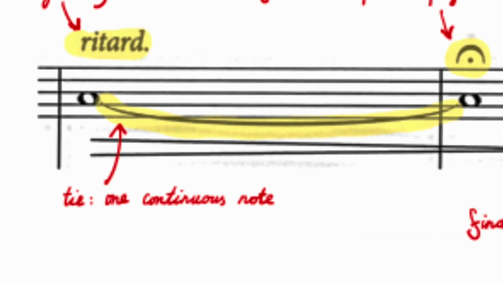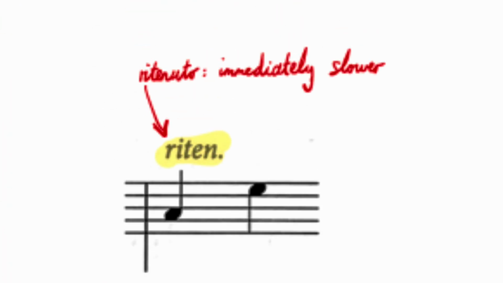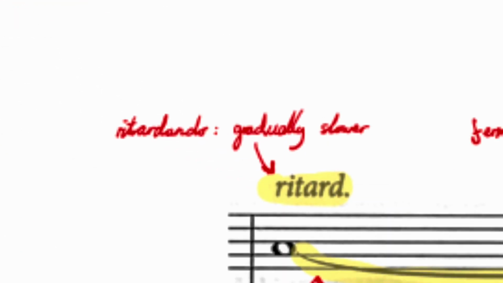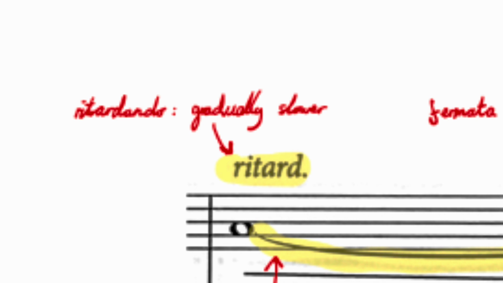Not to be confused with a curved line connecting 2 of the same note together, which is a tie. This means to play 1 continuous note instead of 2 separate notes. In this case, this is 1 single note that goes for 8 beats. Riten stands for ritenuto, which means to become immediately slower. Then 2 bars later, a tempo means to return back to the previous tempo from before the slowdown. Riten is not to be confused with ritard, which stands for ritardando, which means to become gradually slower, whereas ritenuto means to become immediately slower.